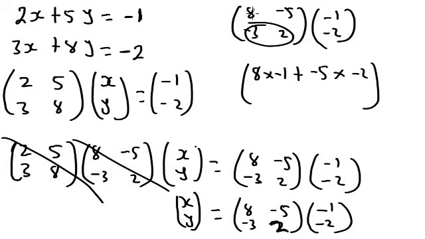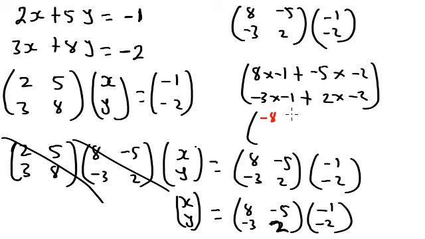Then for the other operation, that will be -3 times -1 plus 2 times -2. And if we continue this, we will end up with -8 plus 10. Then we have +3 plus -4.